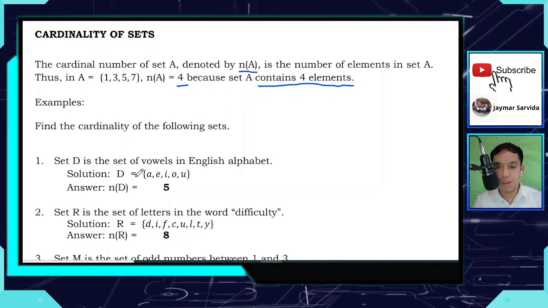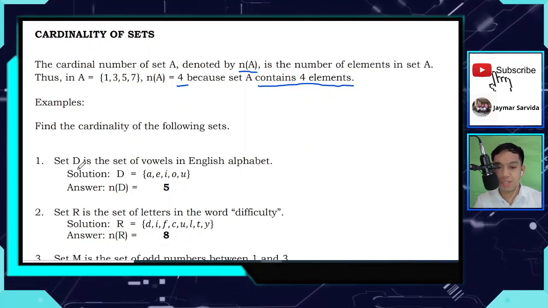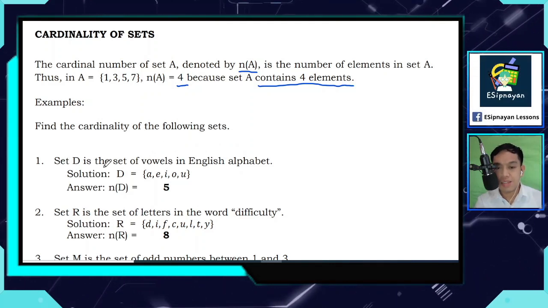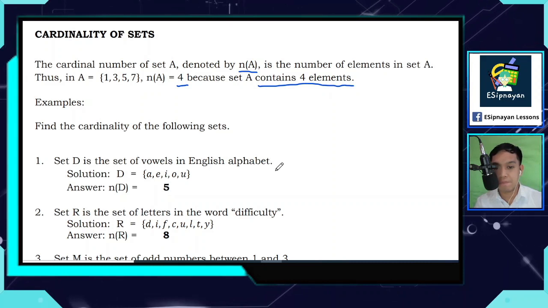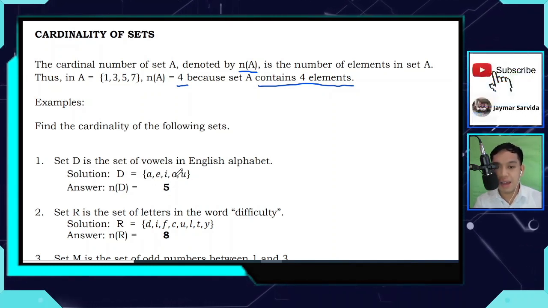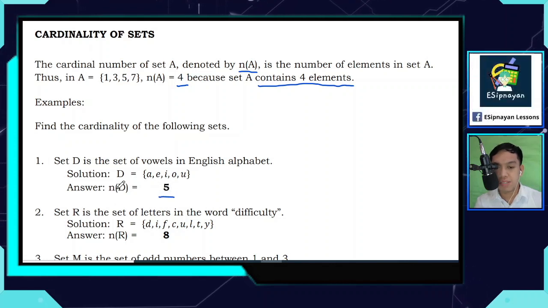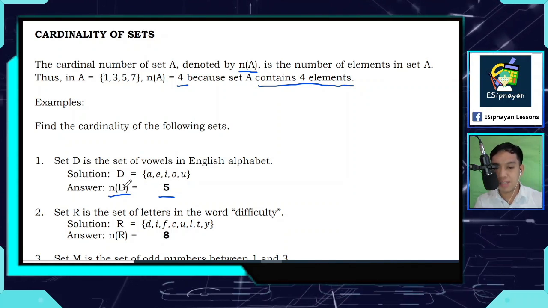Okay, so we have here an example. Number 1. Find the cardinality of the following sets. Set D is the set of vowels in English alphabet. Okay, so ano yun? A, E, I, O, U. So how many elements do we have there? 5. So the number of elements in set D is 5. Ito yung n of D.